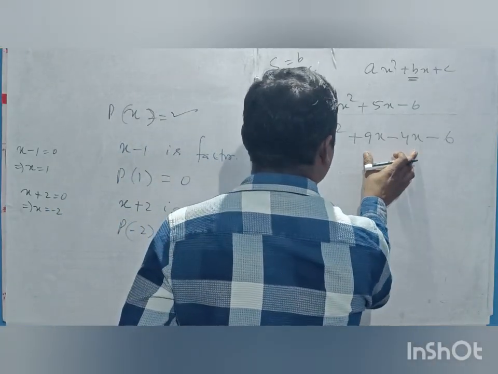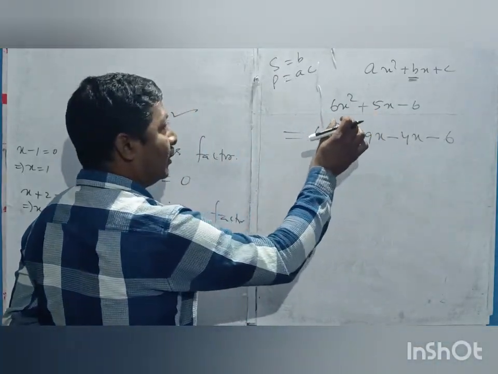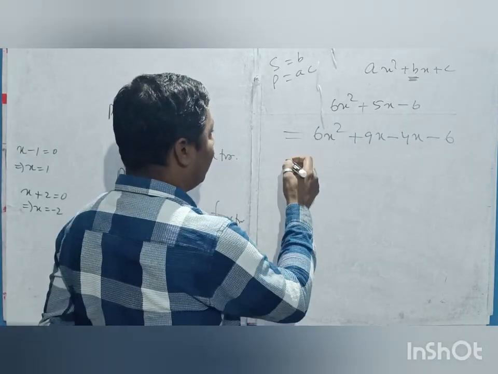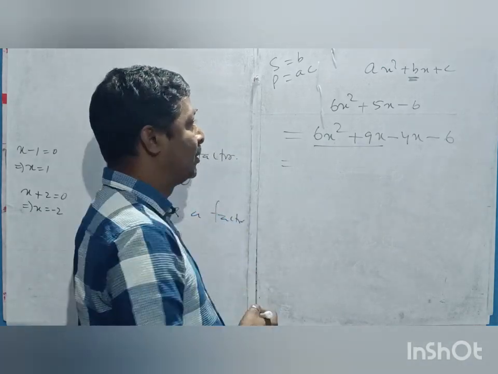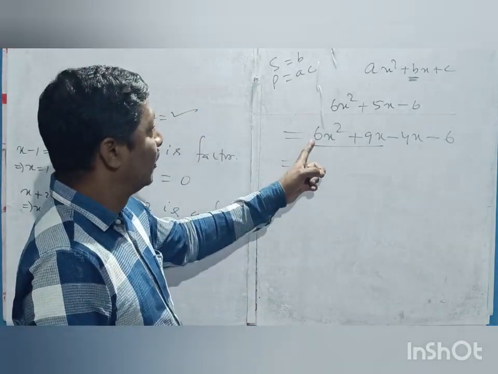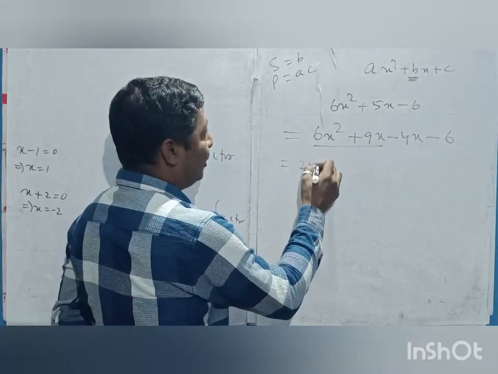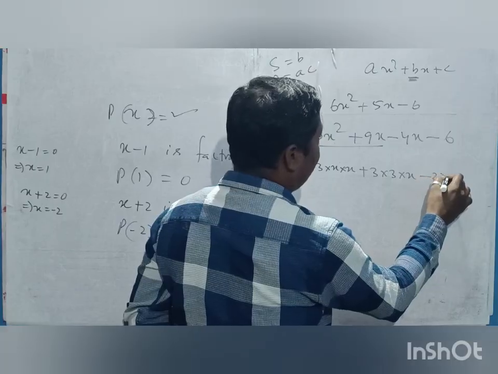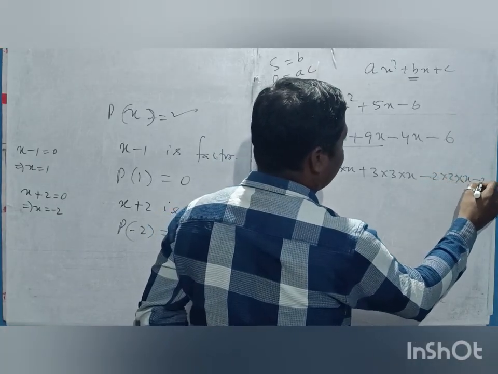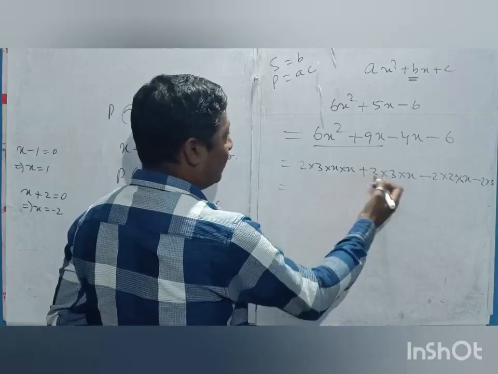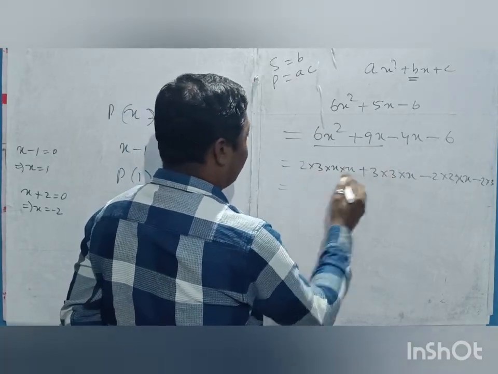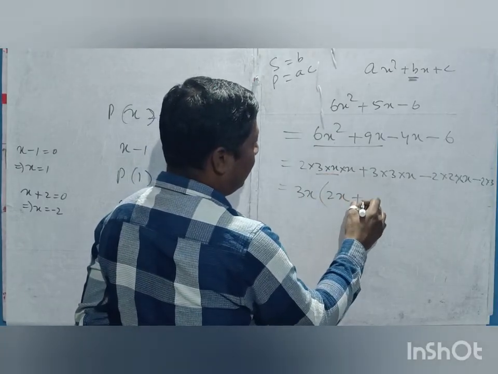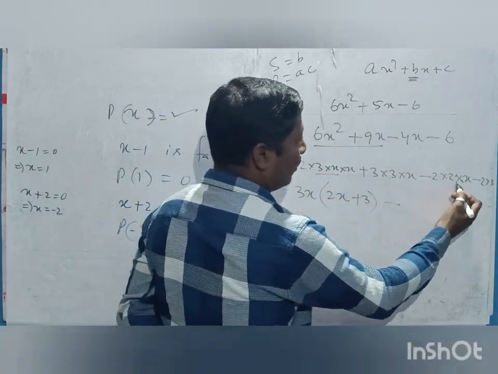These things are important, how to take 5x in 2 forms, plus minus. Now take common from these two. What will be the common? 3x into 2x plus 3 into... this is 3 into x into 2 into x, minus 2 into 2x minus 2 into 3. Now take this one: 3 is common, x is common, so 3x will be common. The remaining is 2x here. The remaining is 3 here. Now take from these two.